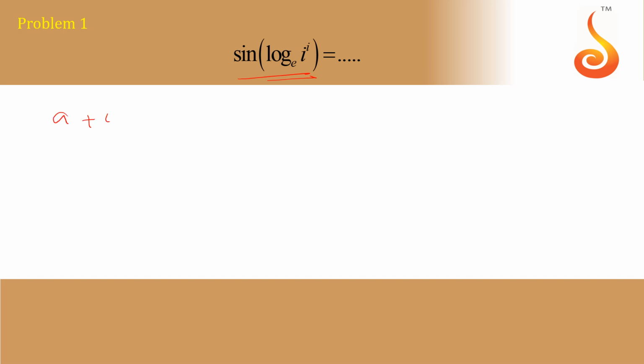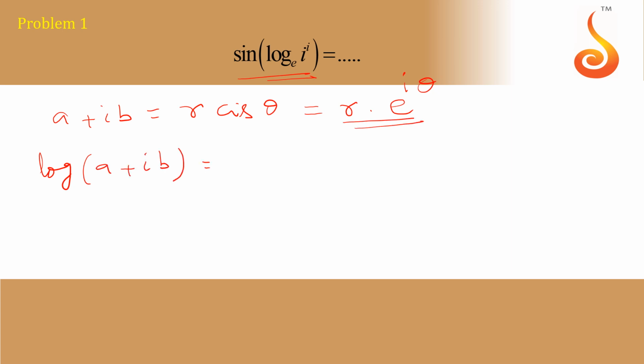So you know that any complex number has a form called r cis theta, where r is the modulus and theta is the amplitude, and you know that cis theta by Euler's formula is e power i theta. Now if I apply logarithm for a plus ib using Euler's form, it will be log r plus i theta. So log of modulus of z, if z is this a plus ib, log mod z plus i into amp of z.